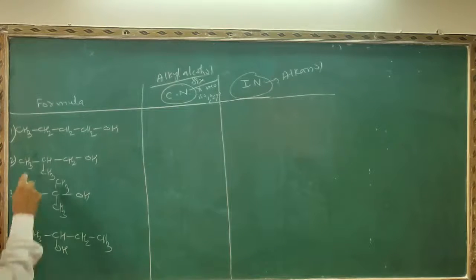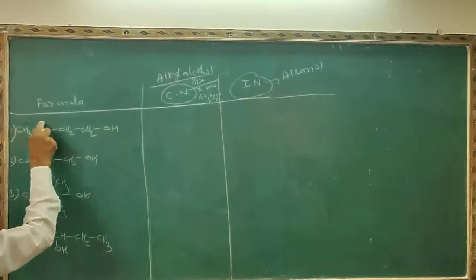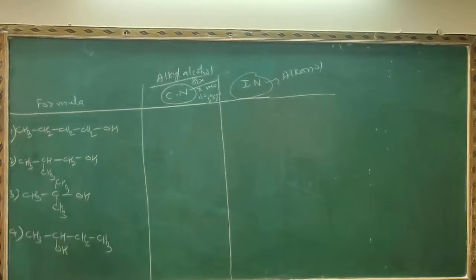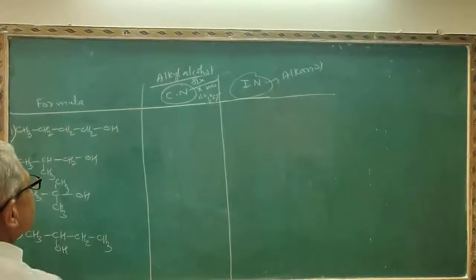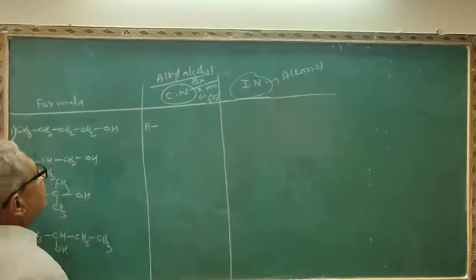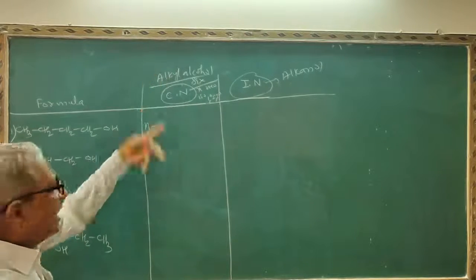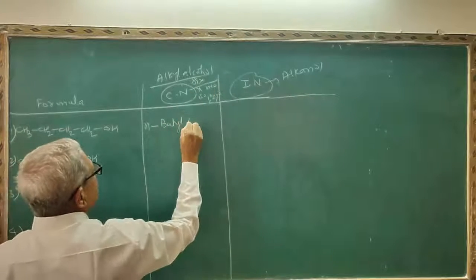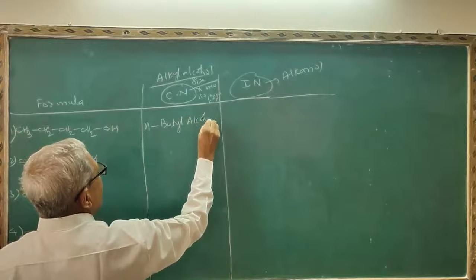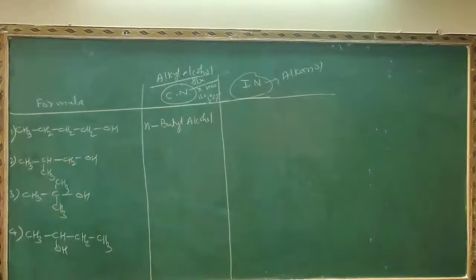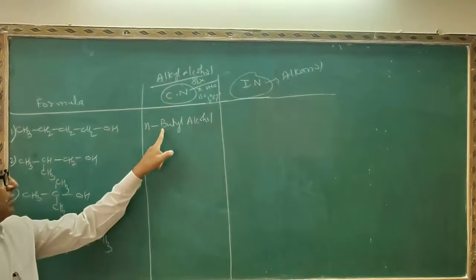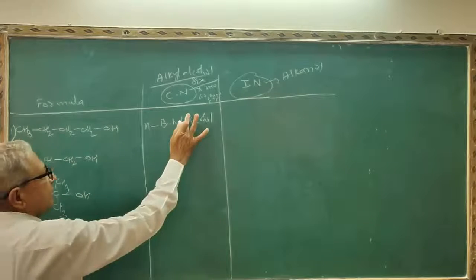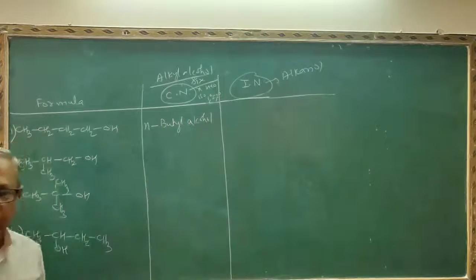Now see here, in this case, all the carbon atoms are in a straight chain. There is no branching, no side chain. So what will be the name of this one? That is N. So what is the name of alkyl? 4 carbon atoms are there. Butyl. Last term, alcohol. N-butyl alcohol. Remember that the first term B must be capital. A is not capital. N-butyl alcohol.